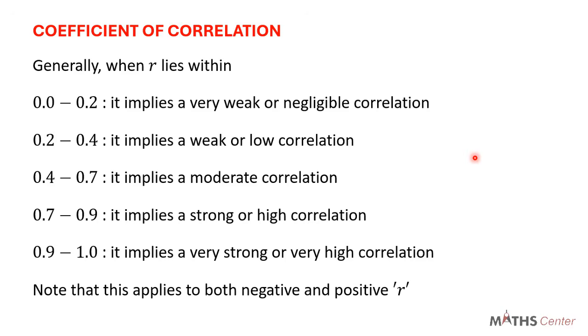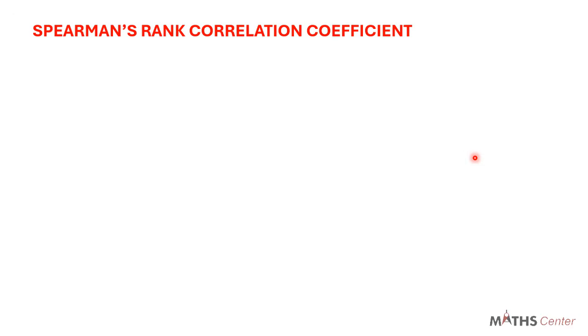Now that we have all this information about the coefficient of correlation r, let's learn how to find it. There are quite a number of ways to find the coefficient of correlation. In this lesson, we are going to learn about one of them. It is called the Spearman's rank correlation coefficient.